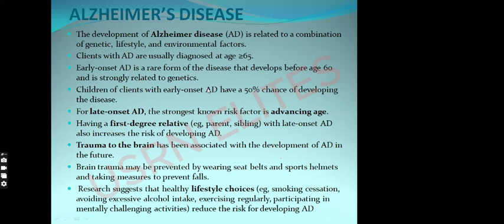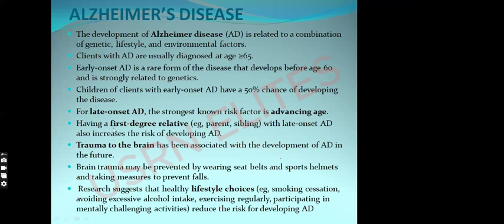So if you are a parent and you had this early onset of Alzheimer's disease and you give birth, your child has a 50% chance of developing the disease. That's what it's trying to tell you. For late onset of Alzheimer's disease, the strongest known risk factor is what? Advancing age. That's for those with late onset.